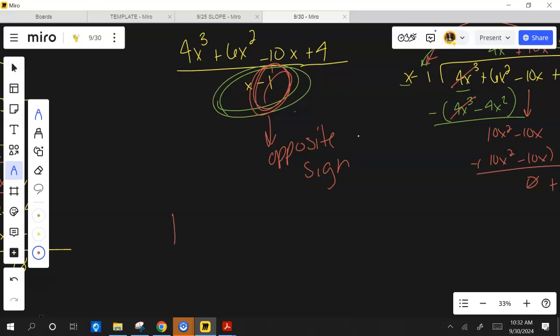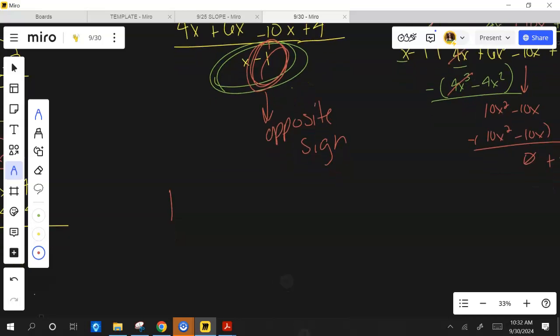All right. Opposite sign would be a positive one. I'm going to do an upside down division sign. Upside down division. A 1. Okay, Matthew. There you go.